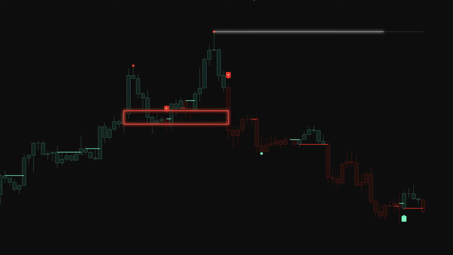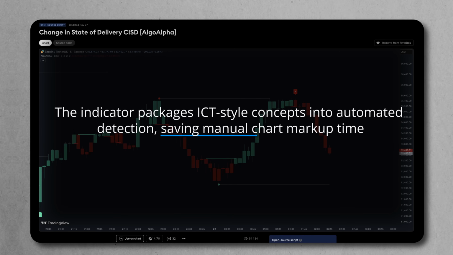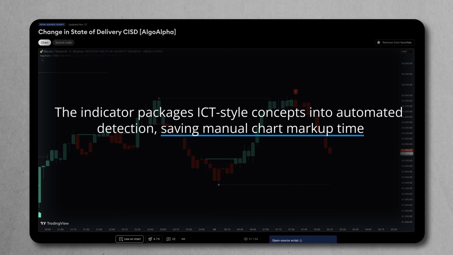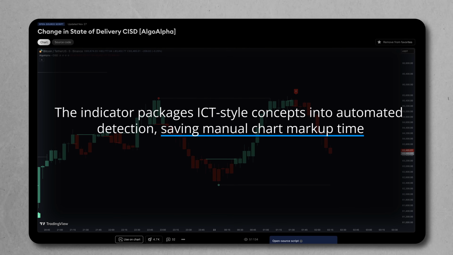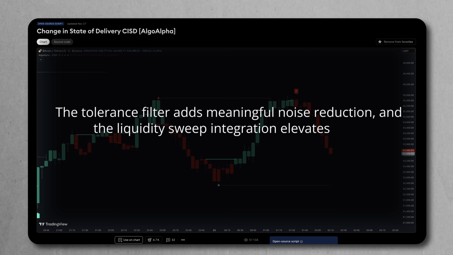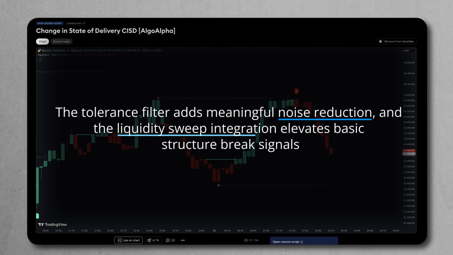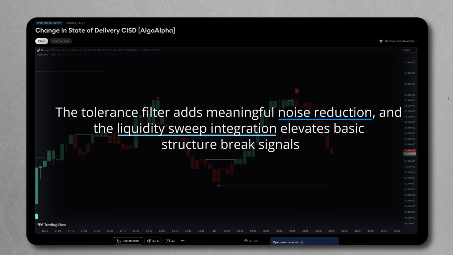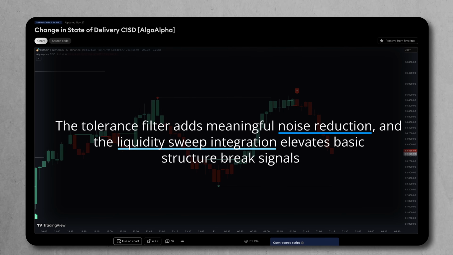The strong signals with liquidity sweeps could serve as higher conviction setups. The swing level lines themselves function as targets or stop placement references. The indicator packages ICT-style concepts into automated detection, saving manual chart markup time. The tolerance filter adds meaningful noise reduction, and the liquidity sweep integration elevates basic structure break signals.